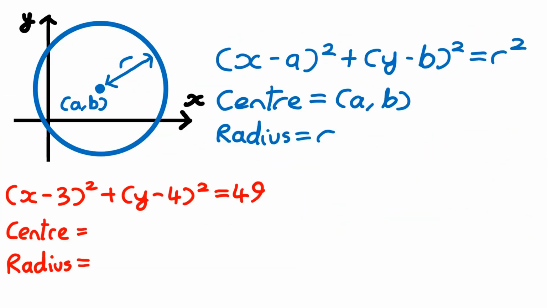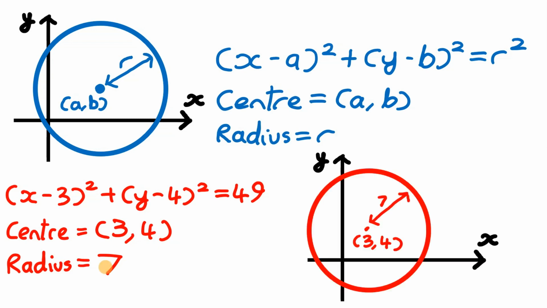Okay, so for example, let's say that we had this equation here for a circle: (x minus 3) squared plus (y minus 4) squared is equal to 49, and we need to find the centre and the radius. So this is in this format here, x minus a, where here the a is 3, and the y minus b, so here the b is 4, and the r squared here is 49. So the centre is going to be (3, 4), and the radius is going to be the square root of 49, which is 7.